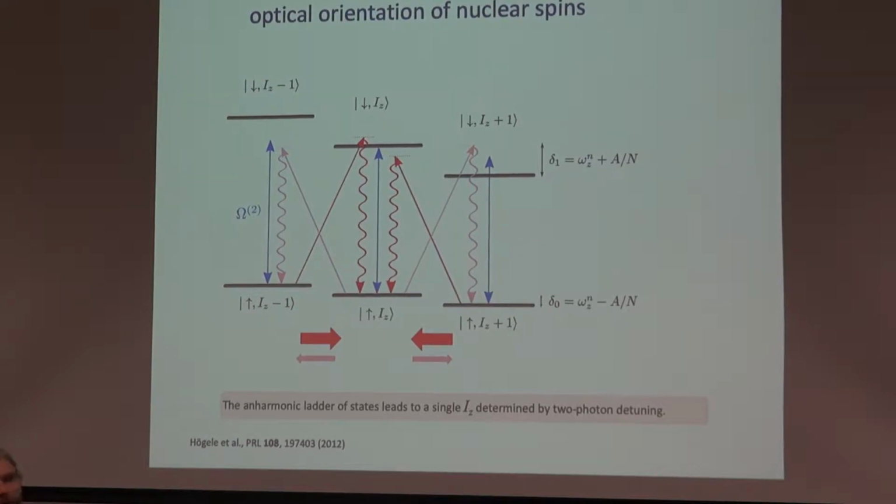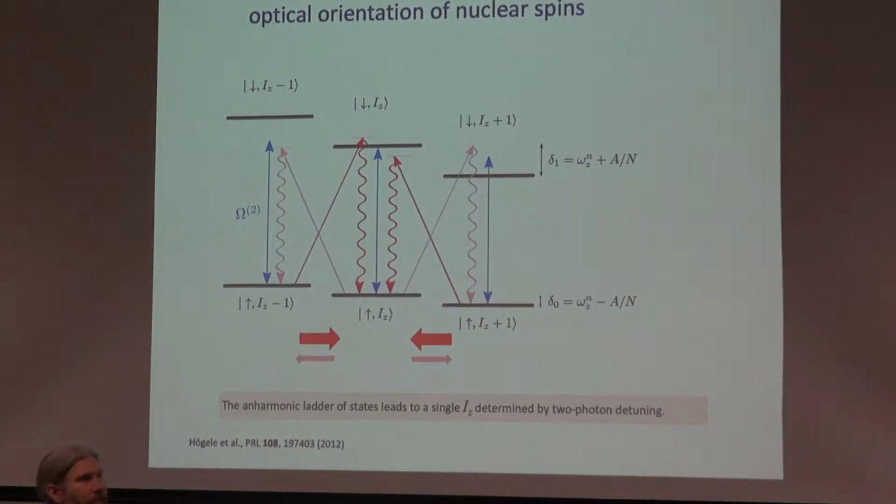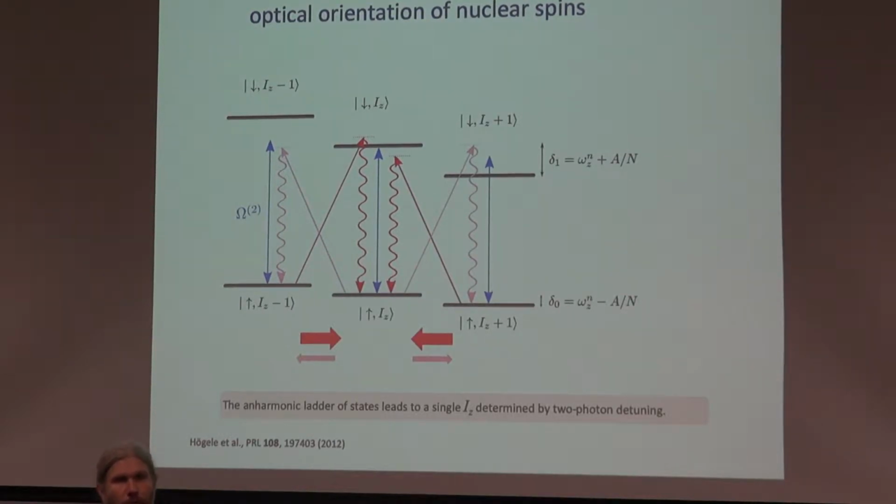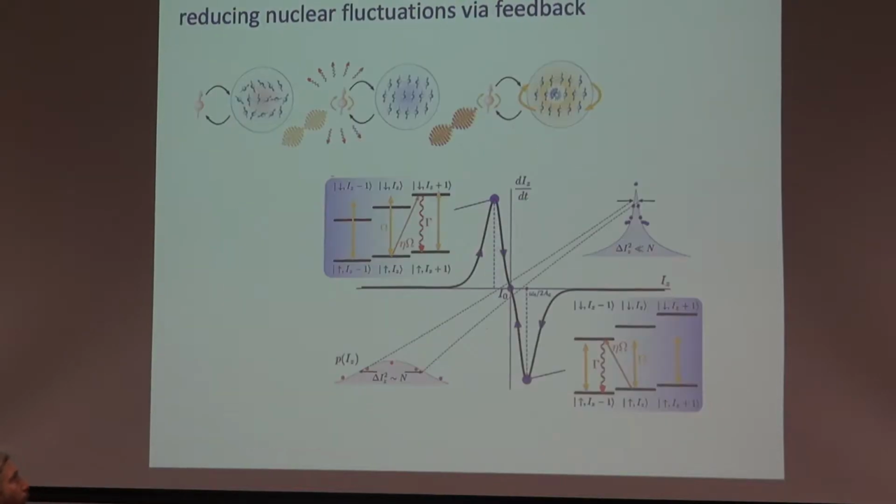IZ, in this case, is purely determined by you. You set your two-photon detuning in the lab for the laser, and then just drive the system for a while. As you do this, more and more of these are getting pushed this way, and more of these are getting pushed that way. So in a way, you're sweeping the thermal distribution that you had to a narrower distribution by optically driving, all right?